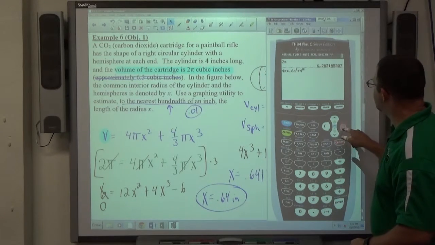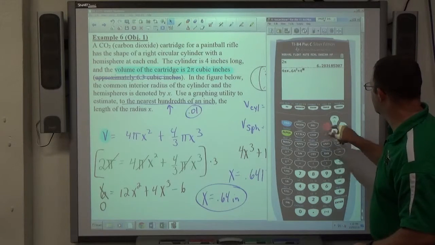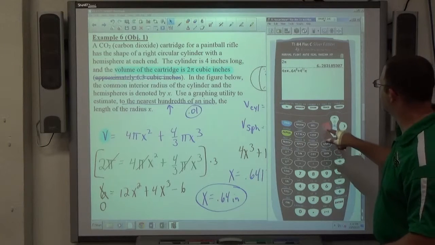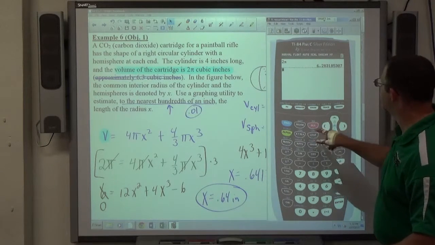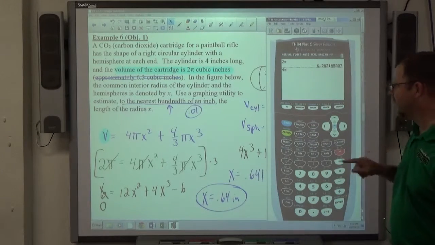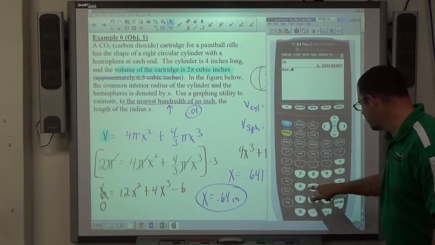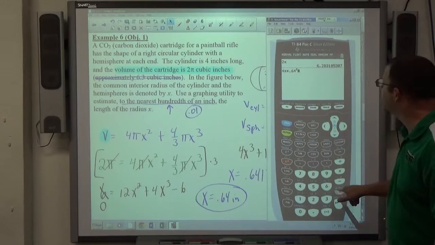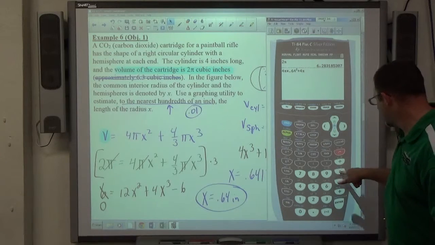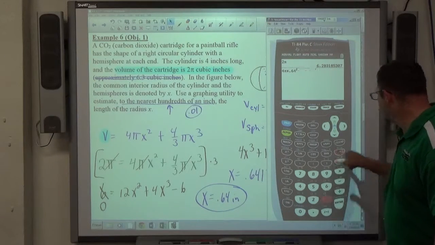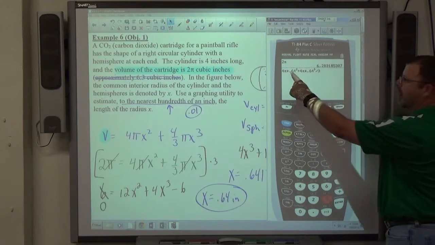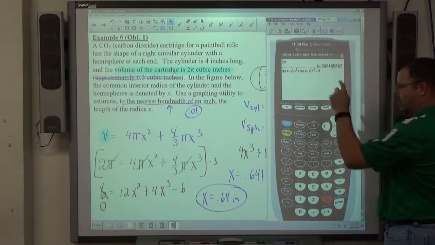Hang on. Is there a way to make that go away? Ah, dang it. Try again. 4 pi, there we go, times 0.64 squared. I say it's easy, then I can't type it in, plus 4 pi times 0.64 cubed divided by 3. There we go. 4 pi x squared plus 4 pi x cubed divided by 3.